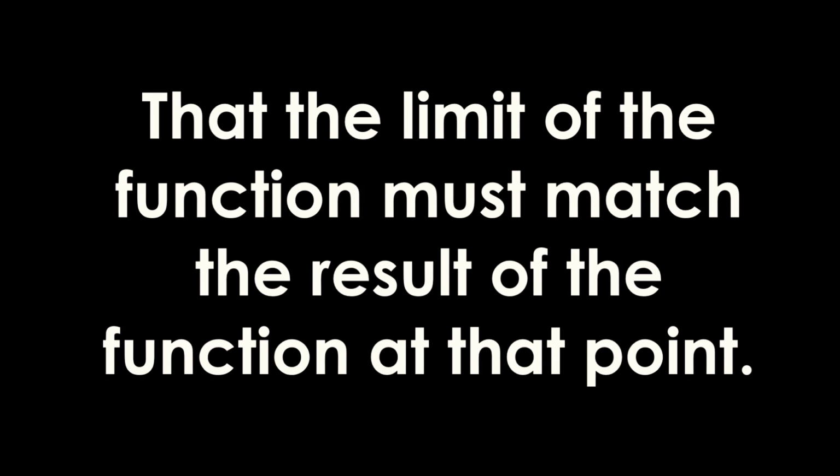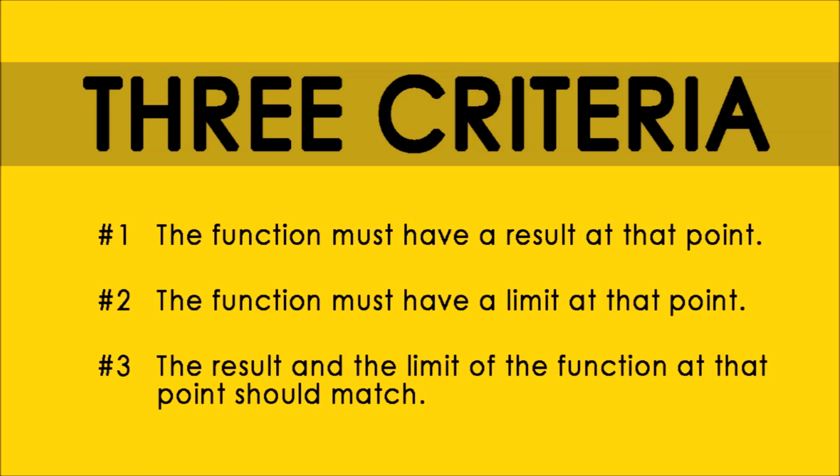The third criterion we have for a function to be continuous at a point is thus that the limit of the function must match the result of the function at that point. Thus, we have three criteria for determining whether a function is continuous at a point or not. So first, the function must have a result at that point. Second, the function must have a limit at that point. Third, the result and the limit of the function at that point should match.